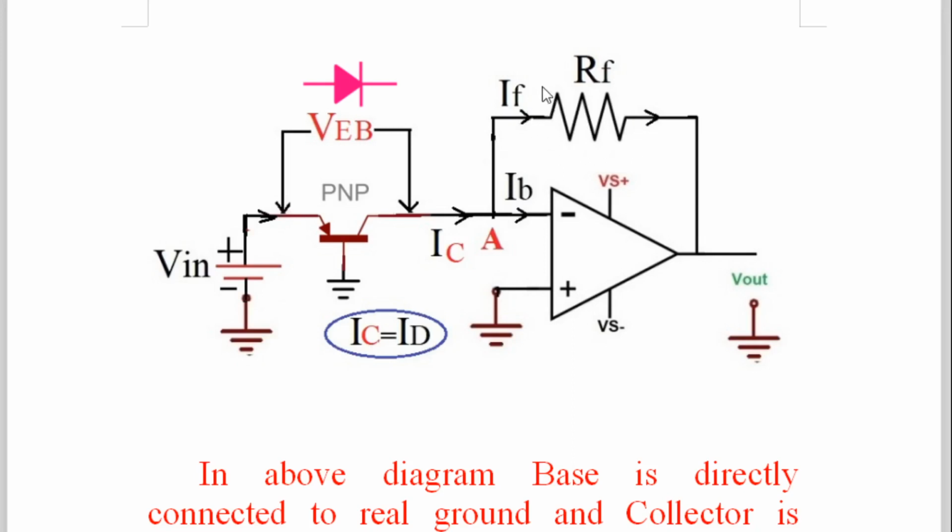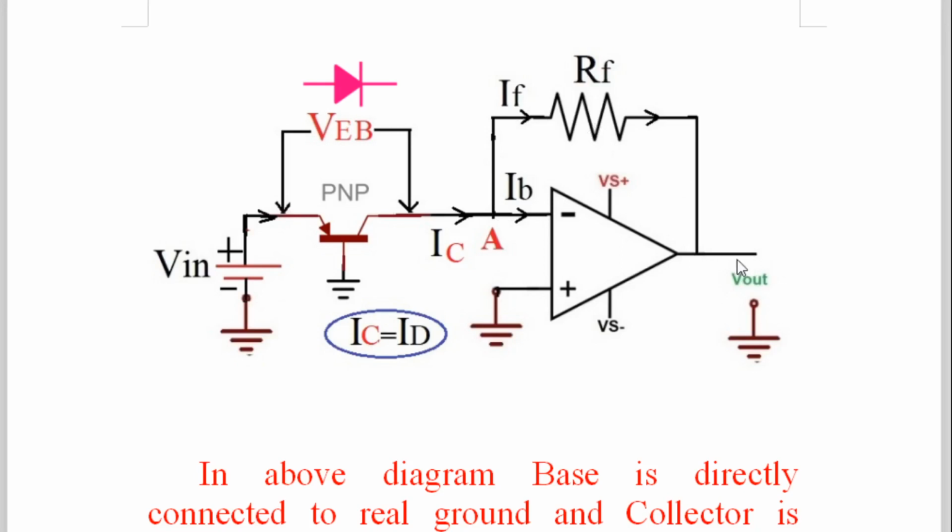And therefore feedback current IF is very close to the incoming current IC or ID, so that we are going to derive in the equation. In this way you have to write down these three notations very clearly. IC you have to indicate, point A you have to indicate, IB you have to indicate, and then come to the RF. Then when you connect the RF in feedback, current IF will flow, that is called feedback current, through the resistor RF, and then it will come here.